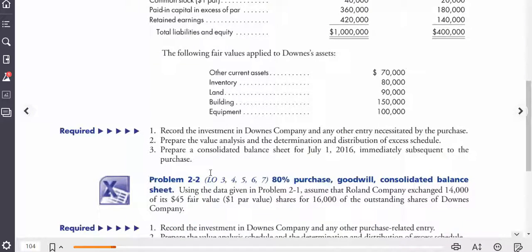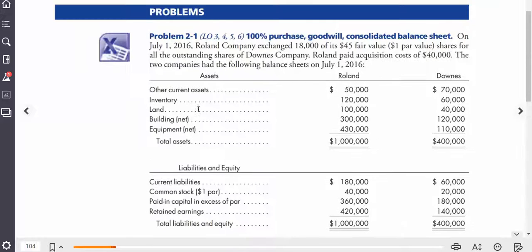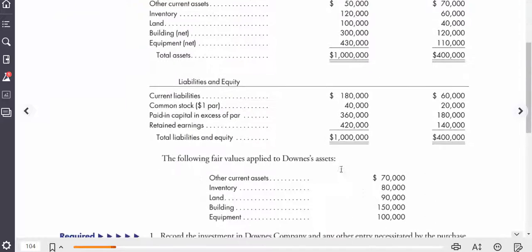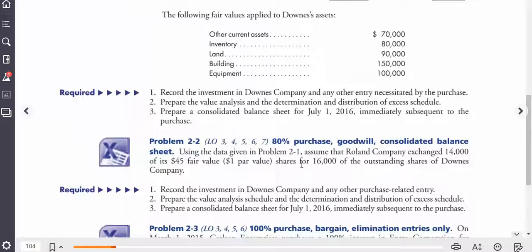Okay, so problem 2-2 is similar to problem 2-1. I mean, it uses the same information. It just did the purchase is only for 80%. So they give you the costs here, and you're going to have NCI or non-controlling interest because of this.